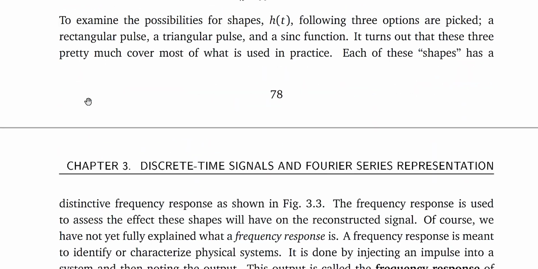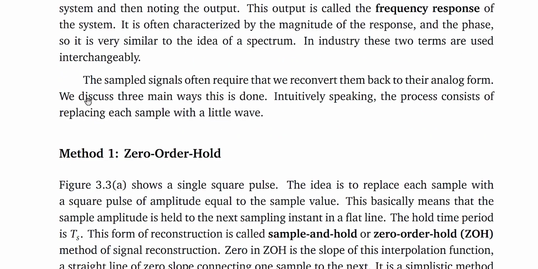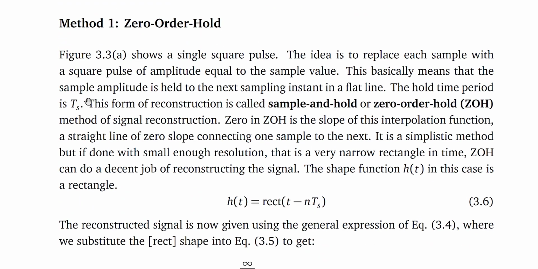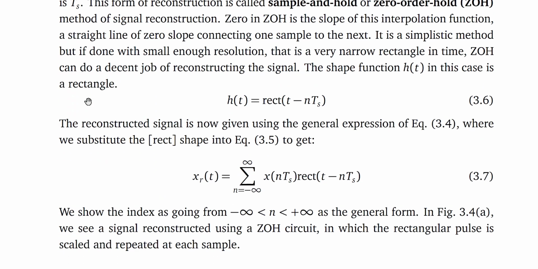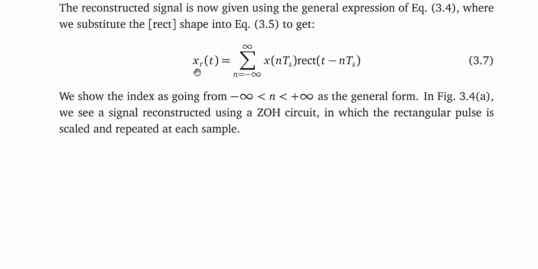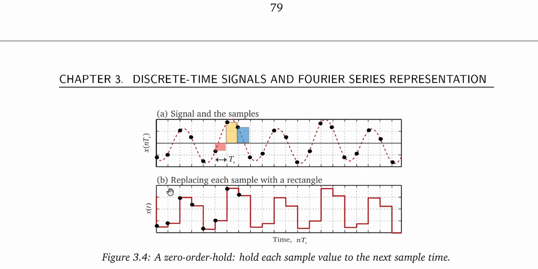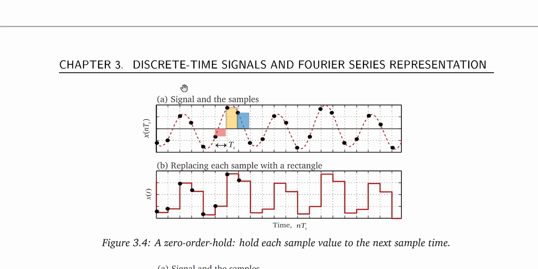Okay, let me just go straight to the zero order hold. Zero order hold is a form of reconstruction, also called sample and hold, where here's an analog signal, and that's the underlying signal. Of course, we don't know anything about it. All we see are these samples. So what we're going to do in zero order hold is we take each sample and replace it instead with a rectangle. So here is a rectangle for that one, this one.